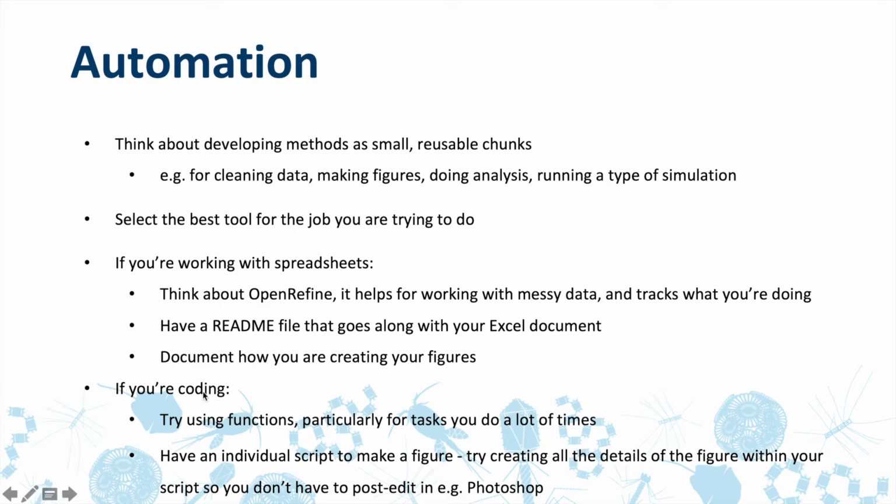Now, if you're coding, a good way to do automation is to use functions, particularly for tasks that you do a lot of times, because functions are really flexible. They're very modular, and you can pass them around to different tasks easily. You know exactly what's going in and exactly what's coming out. For making figures, it's great to have a single script or a single workflow that goes all the way from the raw data to the final figure.